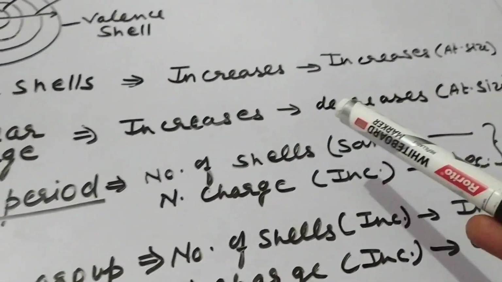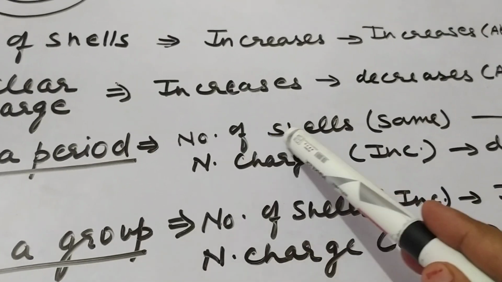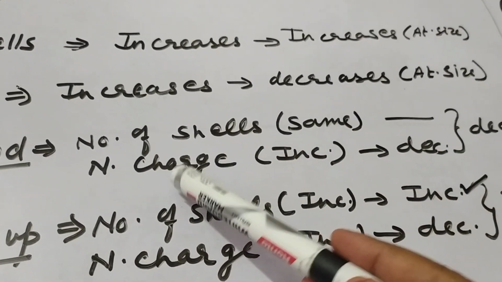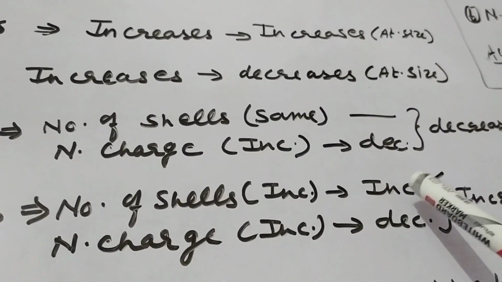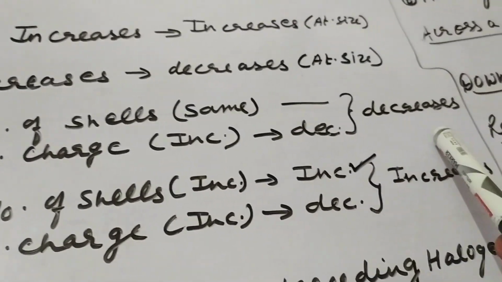Now across a period we'll see two factors again and again. Number of shells remains same, so there will be no effect, and nuclear charge increases across a period, according to which the size should decrease. So the resultant will be decrease. So overall the size will decrease across a period.